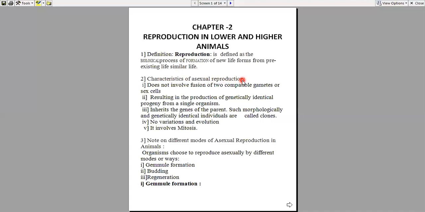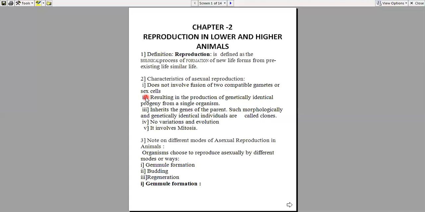Number one, it does not involve fusion of two compatible gametes or sex cells. As you all know, gametes are the sex cells. These are haploid sex cells. And in asexual reproduction, there is no fusion of gametes or sex cells. Means it's uniparental. Only one parent is involved.